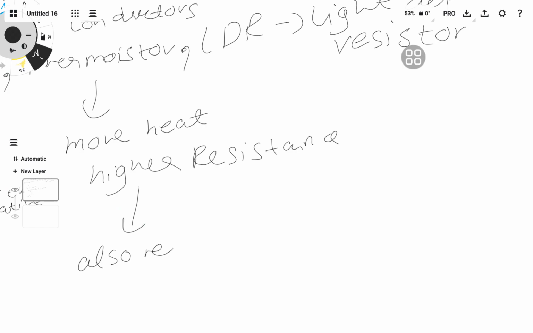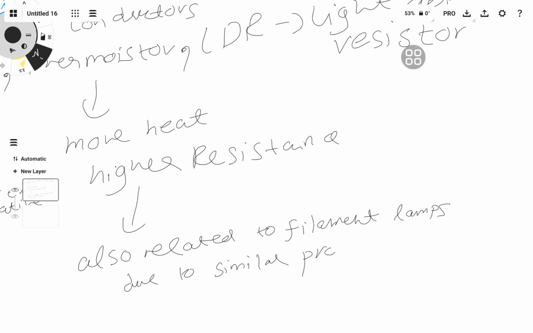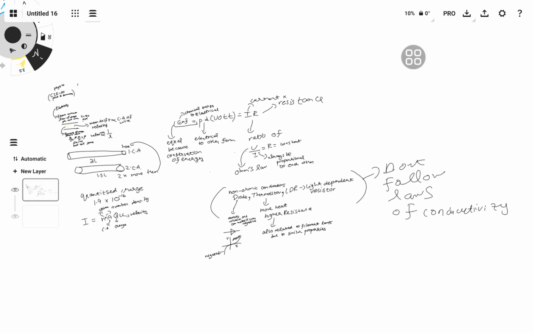also related to filament lamps due to similar properties. But I cannot recall how much these filament lamps are due to similar properties. Don't follow law of conductivity.